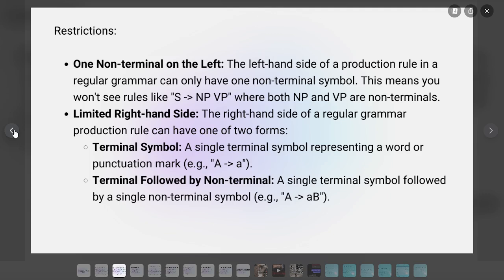Limited right-hand side. The right-hand side of regular grammar production rules can have one of two forms. Terminal symbol: a single terminal symbol representing a word or punctuation mark. For example, capital A can replace small letter a. Terminal followed by non-terminal: a single terminal symbol followed by a single non-terminal symbol, for example, capital A can replace small a, capital B.